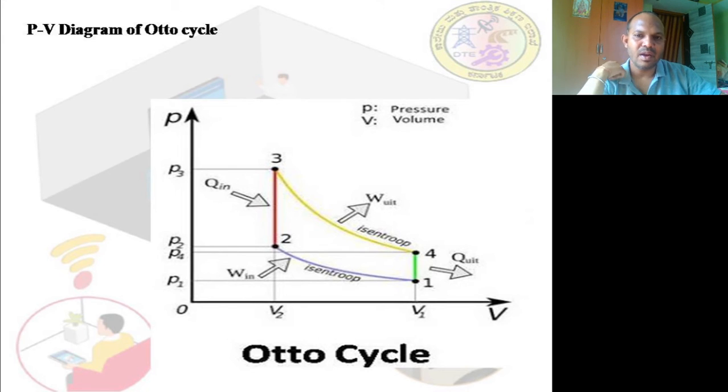Is it clear? Now, if you can see, process 1 to 2 is an isentropic process. Isentropic is also called an adiabatic process. Adiabatic process means what happens?